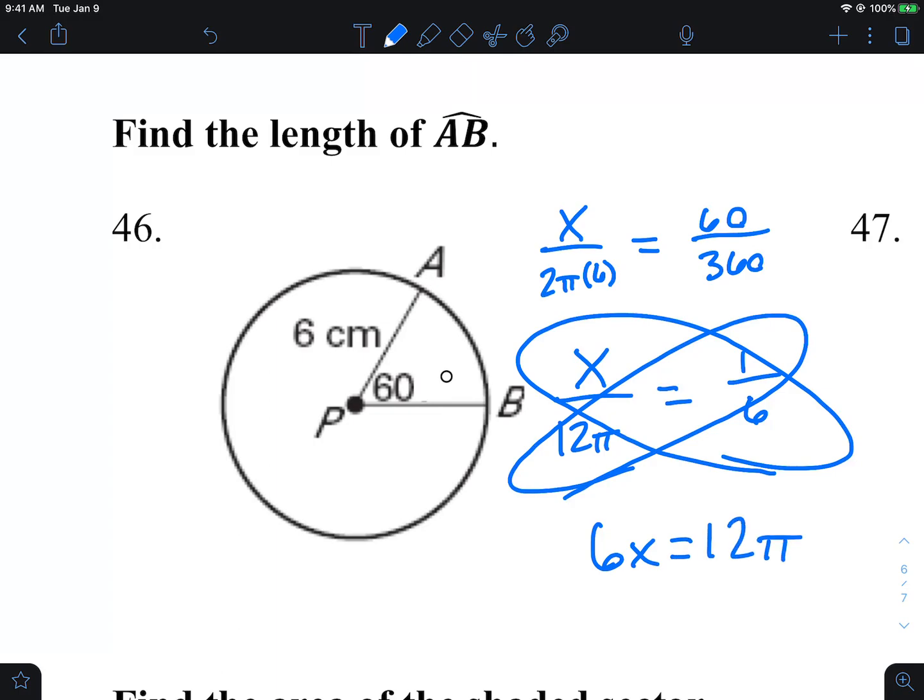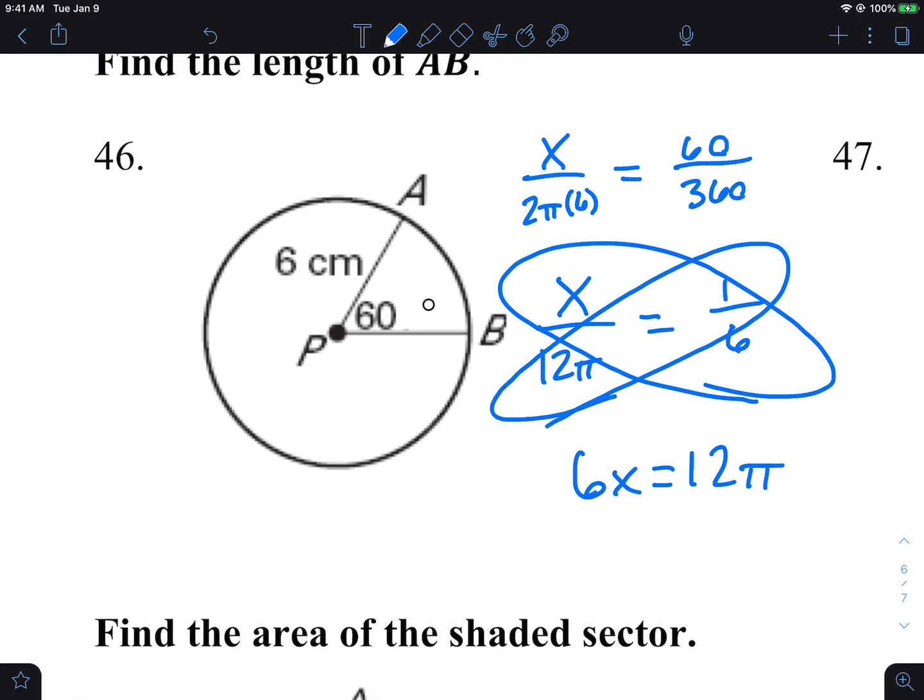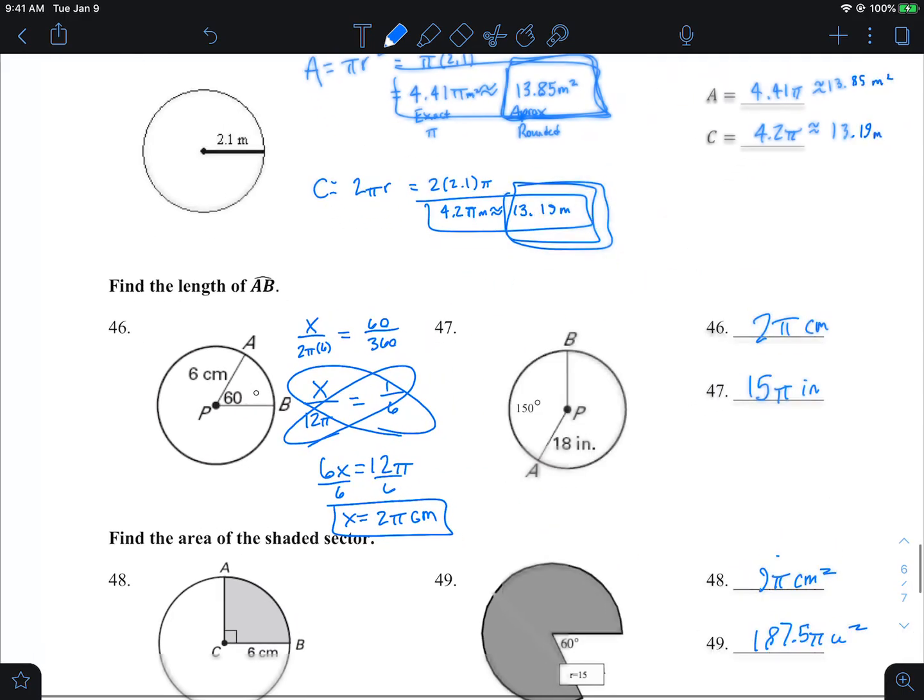If you're going to use your calculator, just type everything except pi in, and then just put the pi on to the answer at the end. So that should come out to 2 pi. And that was in centimeters. So that's going to be it there on that.